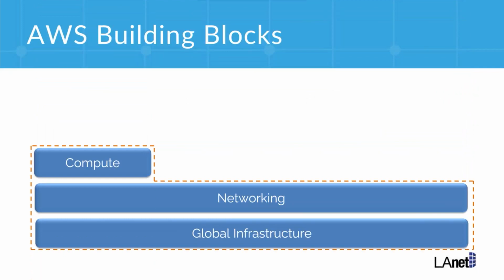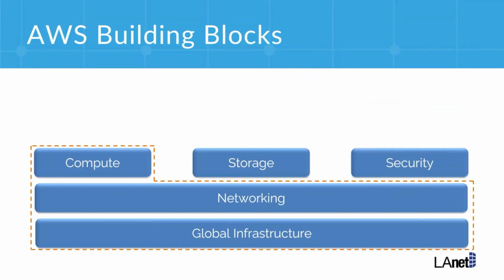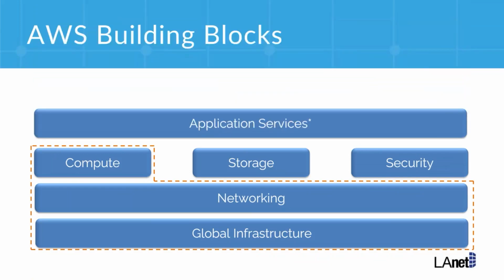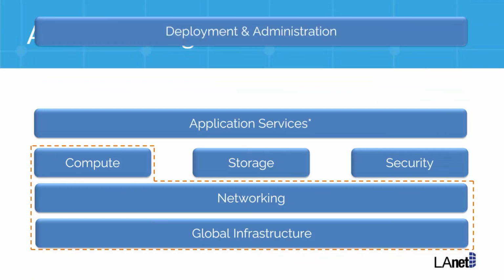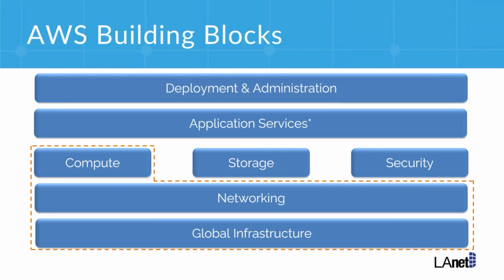Other key building blocks would be storage, security. We touched just the tiniest bit on security, but not enough that I felt it deserved to be in the outline. And then there's all the different application services, and there's dozens, if not hundreds of these in AWS. And then there's all the deployment and administration tools as well, right? None of those we're going to cover tonight, but these three key building blocks, global infrastructure, networking, and compute, will cover security just a tiny bit.